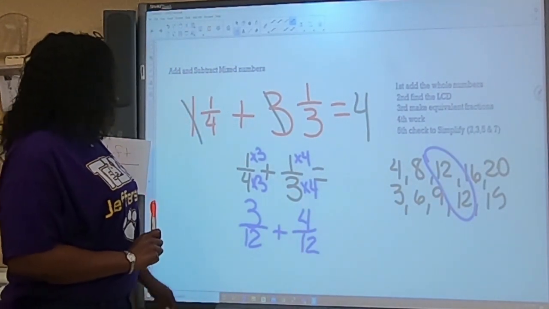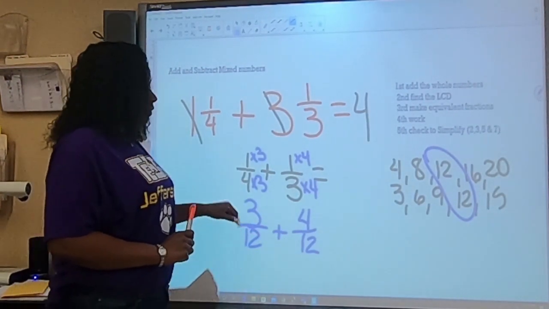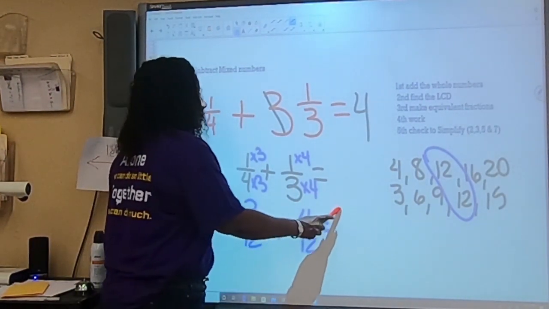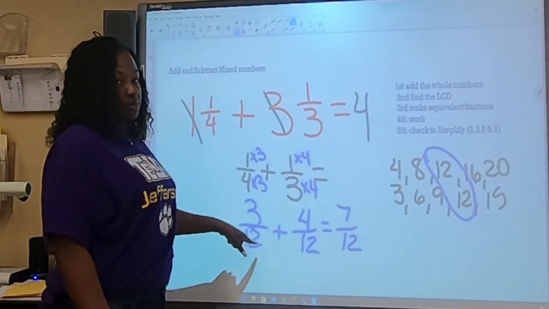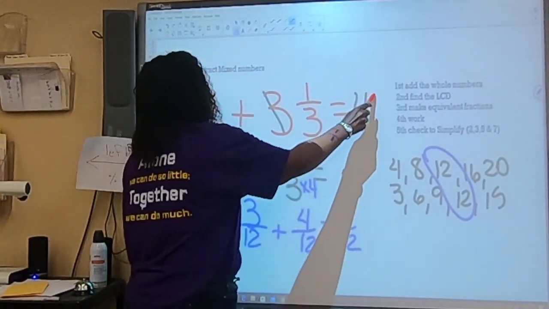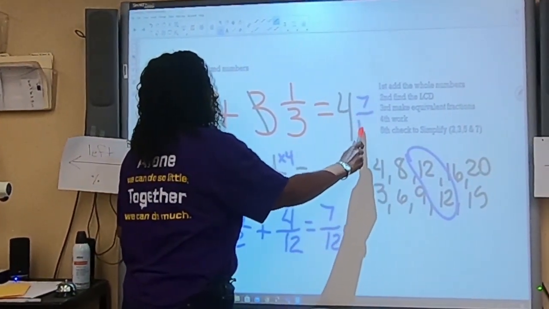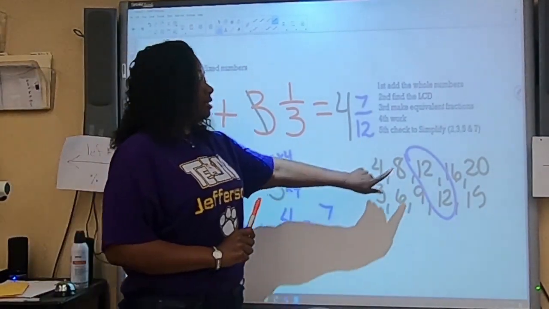Now I'm ready to work because they have the same denominators. And I know that 3/12 plus 4/12 gives us 7/12. Remember, we never add or subtract denominators. So I need to put my fraction with my whole number, but I'm not done. I want to check to simplify.